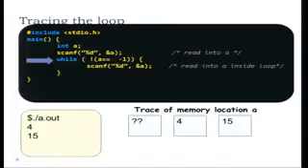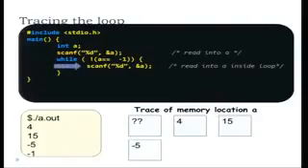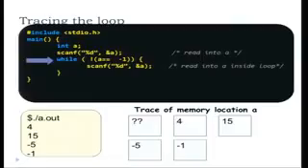15 is not -1, so you again enter the loop. You enter -5. -5 is not -1, so you enter the loop again. At this point, you scan the number into A, and A becomes -1. So you go back to the loop again, and now A equal to -1 is true, so not of that is false. So the while condition becomes false. At this point, you exit the loop.